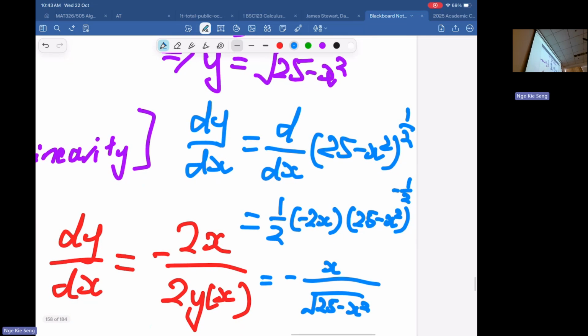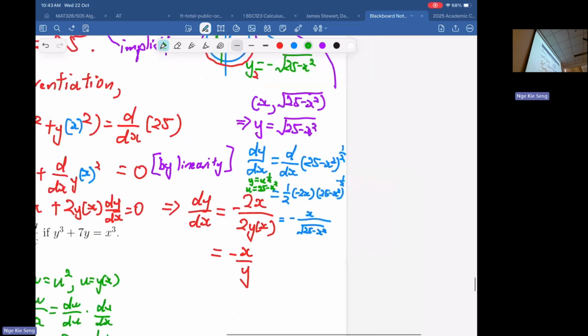So here chain rule, yeah. If it is chain rule, you should set what's your y, what's your u, right? Maybe you should set y equals u to the half, and then u is 25 minus x squared.